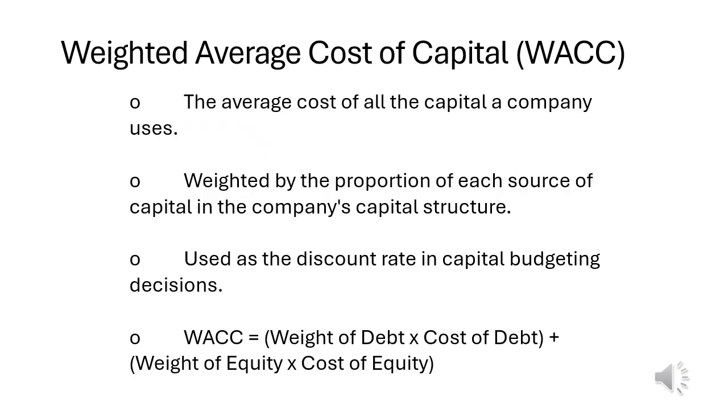The weighted average cost of capital, WACC, represents the average cost of all the capital a company uses, including both debt and equity. It is calculated by weighting the cost of each source of capital by its proportion in the company's capital structure, reflecting the relative importance of each source of financing. The WACC is used as the discount rate in capital budgeting decisions, representing the minimum rate of return that a project must earn to be considered acceptable.